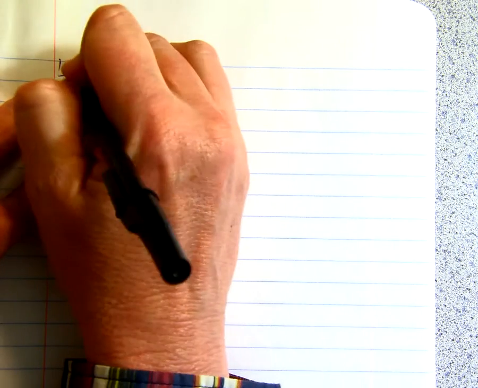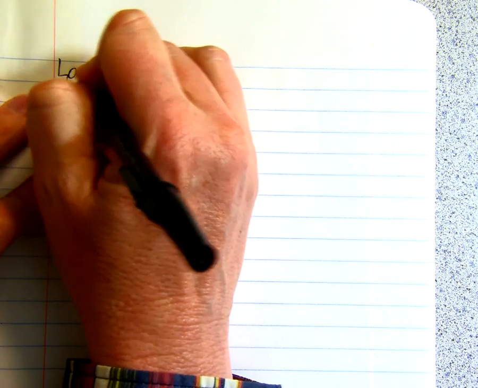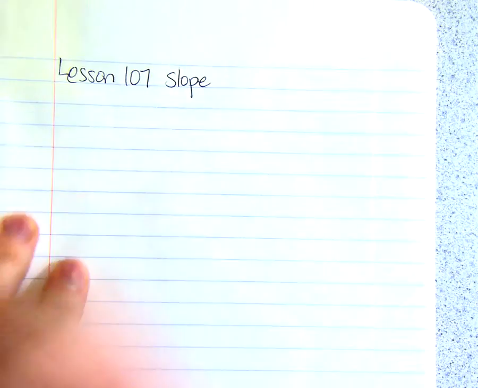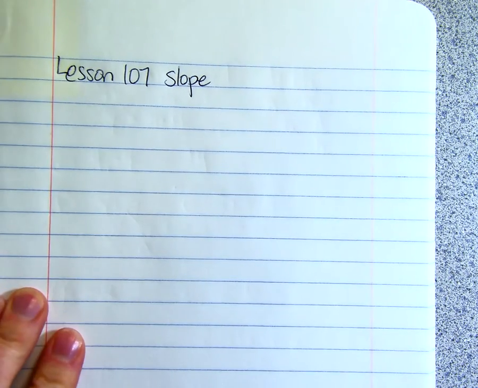Lesson 107, slope. We are going over slope. So slope is just how steep a line is.